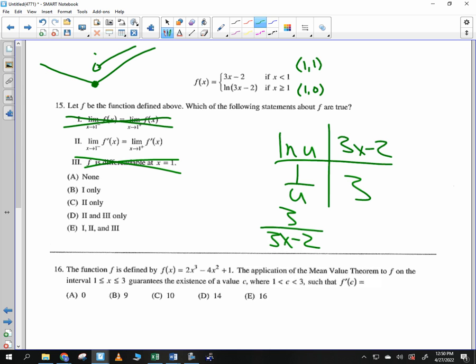And so I'm going to find the value of the derivative at 1. I plug it in. I get 3 times 1 is 3 minus 2 is 1. I get 3 over 1 is 3. So this does work. 2 only.